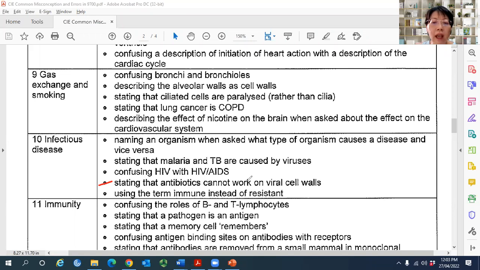Stating that antibiotics cannot work on viral cell wall. Virus got cell wall, man?